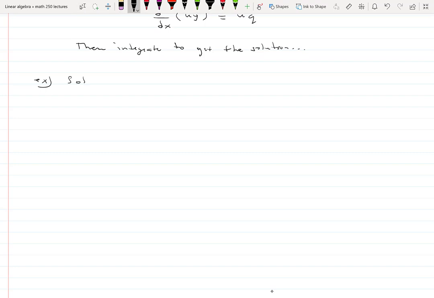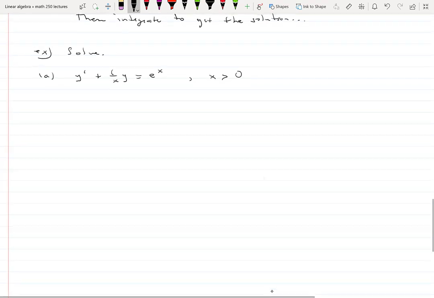So let's say solve y prime plus 1 over x y equals e to the x. By the way, these first order linear differential equations occur fairly early in physics.